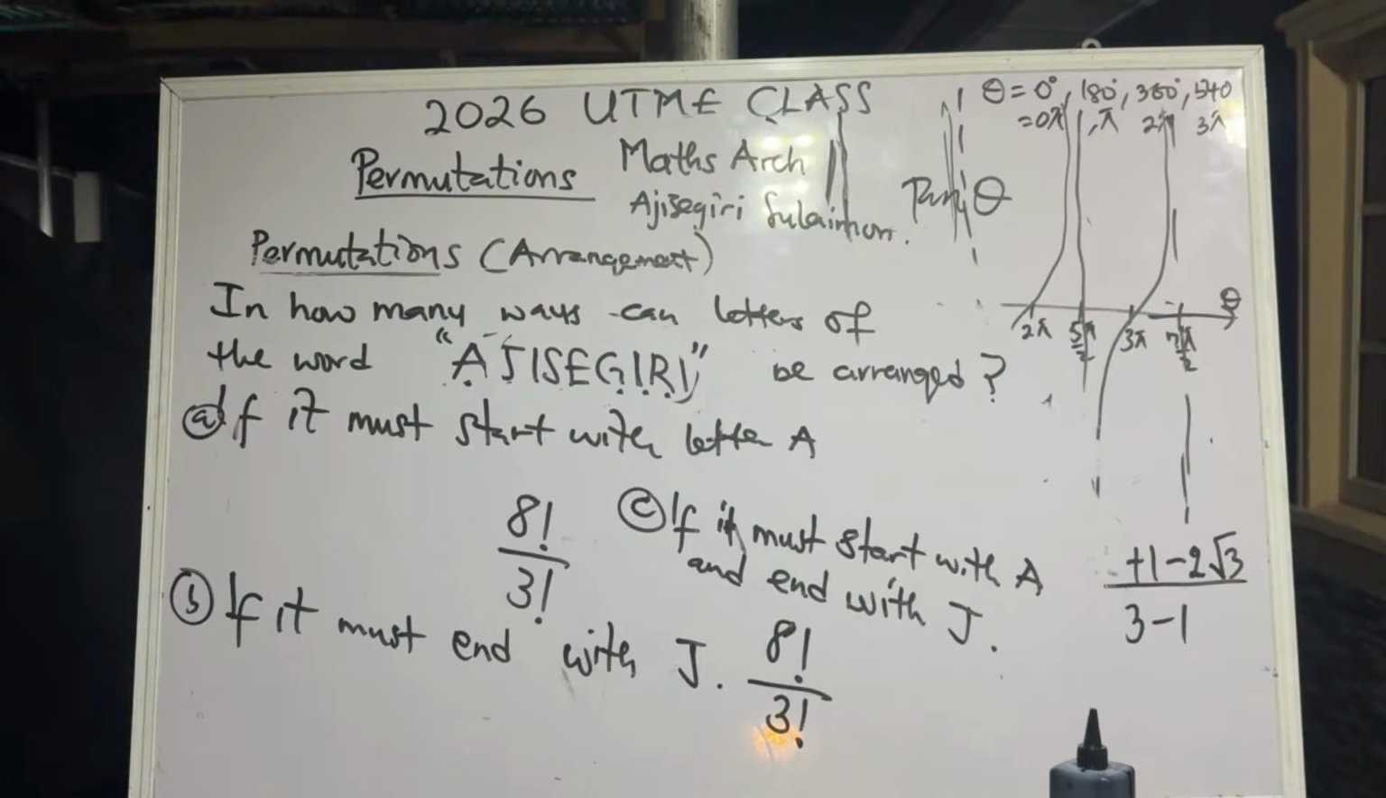If it must start with A and end with J. Master, what is it? 6,720. 6,720. Thank you.